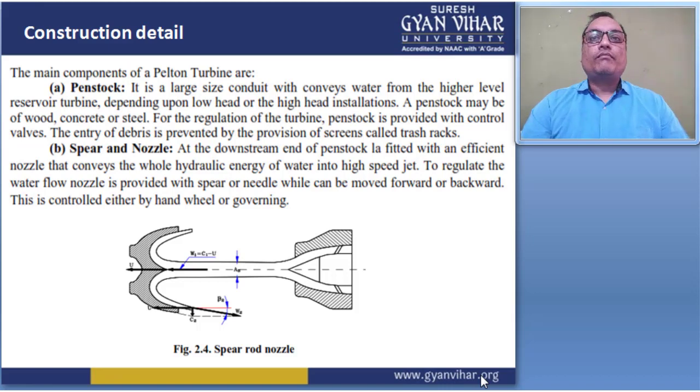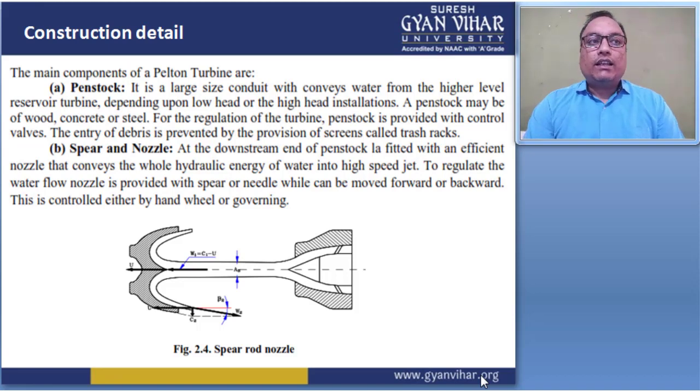And the second is the spear and nozzle, and the spear will move backward and forward in the axial direction. When it moves forward, the flow will reduce or stop, and when it moves backward, the flow will increase.